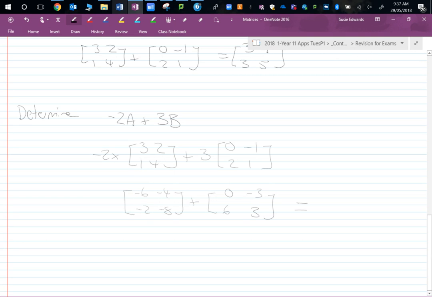You need to show the line of working out there. So the line I just did, that's going to get you marks for the scalar side of things. And then your next line will get you the marks for the addition. So negative 6 plus 0 is negative 6. Negative 4 plus negative 3 is negative 7. Negative 2 plus 6 is 4. And negative 8 plus 3 is negative 5. And that's your answer. So that question could be worth 3 marks. So it's important that you know how to do it.